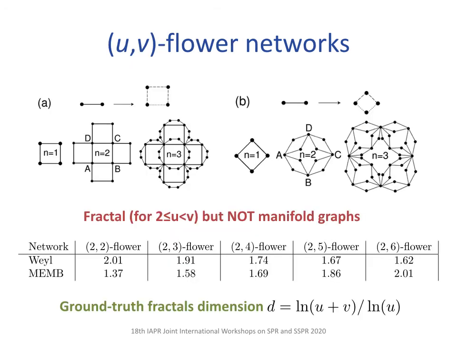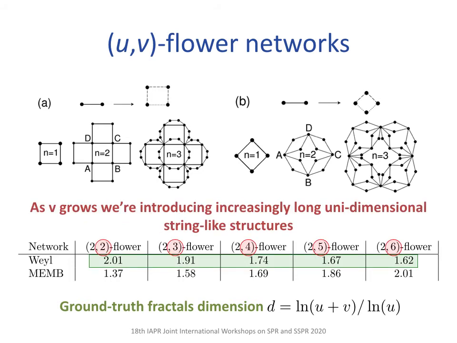We then also wanted to test our method on a set of synthetic graphs that are by construction fractal. There's a formula at the bottom of this slide that gives us the fractal dimension of the graphs given the parameters they're built with. But these graphs are not manifold. Now, for increasing values of V, according to the formula at the bottom, the fractal dimension of the graphs should increase. And this is correctly captured by MEMB, although the value again is underestimated.